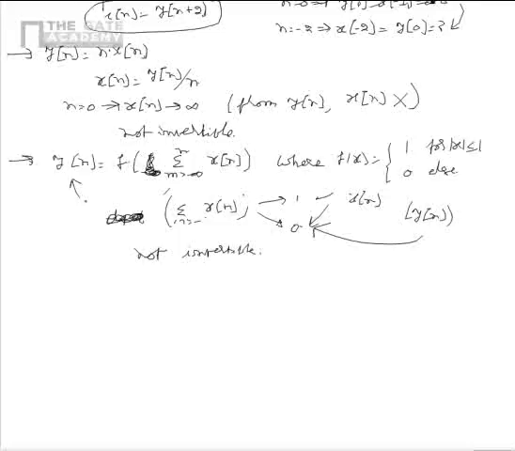So y of n is written as f of the sum, which is written here, but the final value that we get for y of n would be either 1 or 0. But from this 1 or 0, which are values of y of n, we can't recover x of n back. From this, we can say that the given system is not invertible.